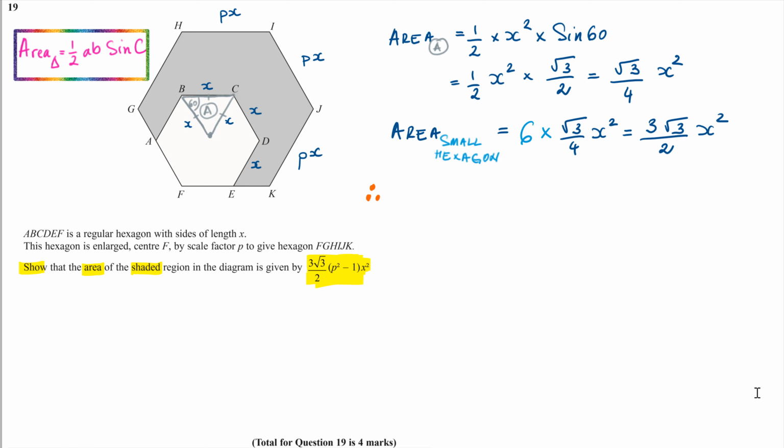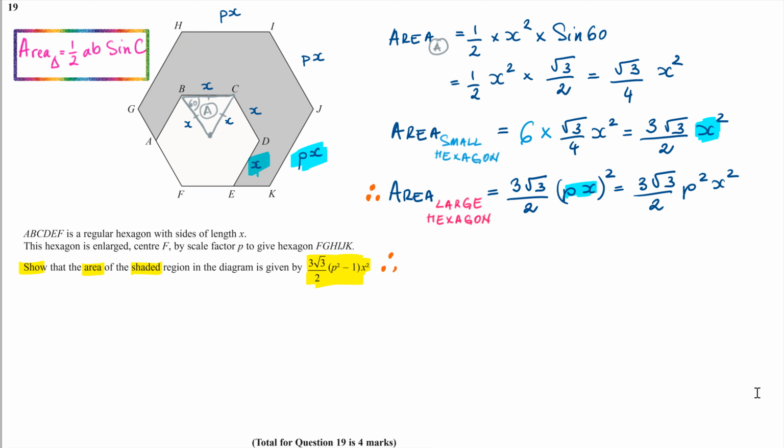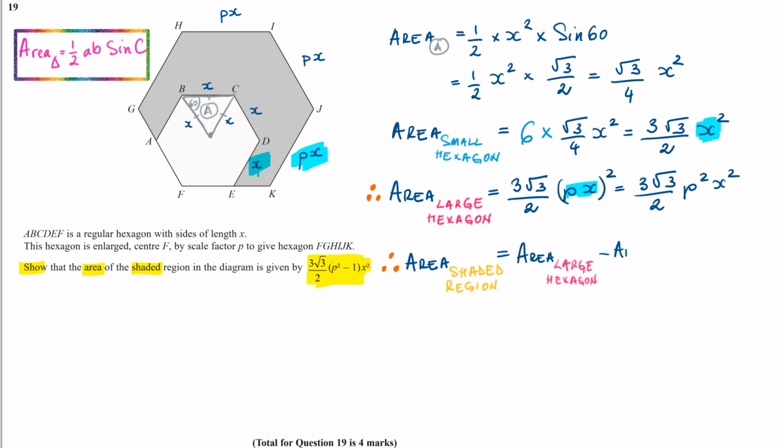Following on from this, we can also write down the area of the large hexagon, simply by replacing the x by px, the side of the large hexagon. This simplifies to 3 square root of 3 over 2 p squared x squared. The area of the shaded region is the area of the large hexagon minus the area of the small hexagon.